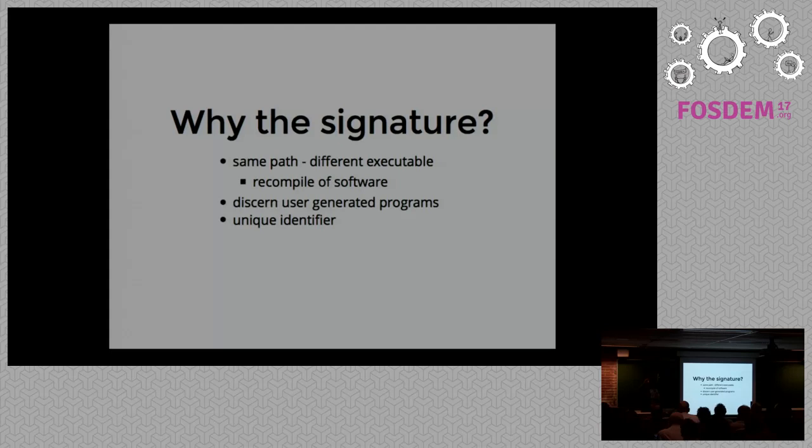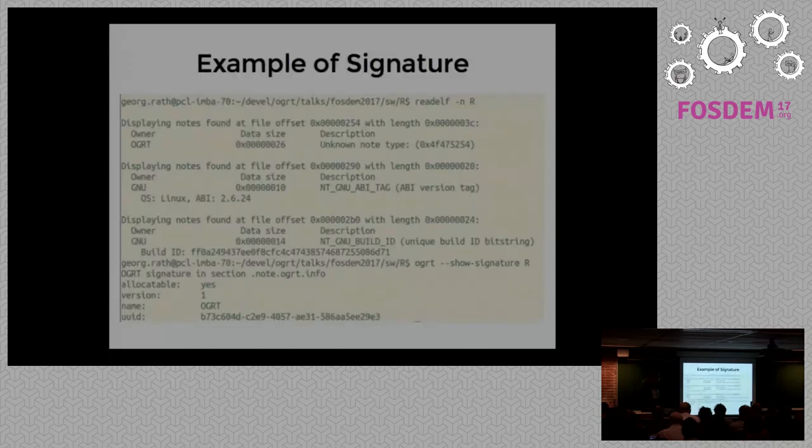Also an interesting question is, why would you have such a signature? The same path can have a different executable. Your user could copy, for whatever reason, a program to his home directory, stuff like this. So you can identify the software exactly, not only by path, because that's not the unique identifier. You can discern user-generated programs. So if a user recompiles a program, if you're wrapping the linker, you get that recompile. And it's just a unique identifier.